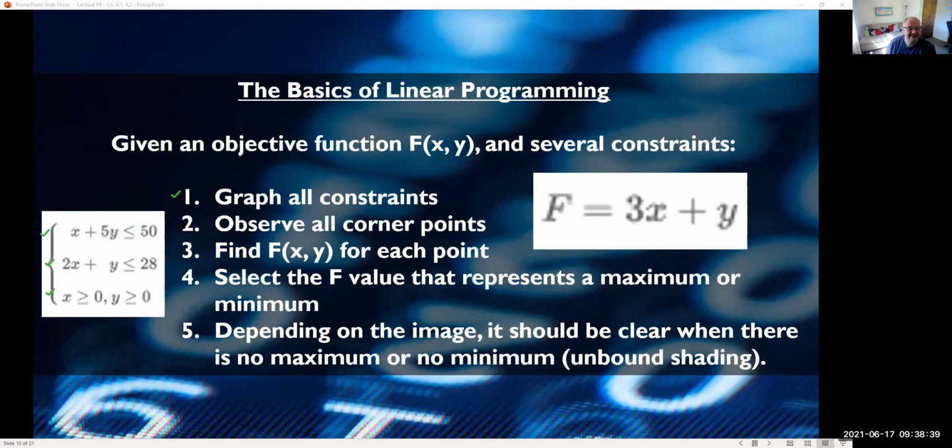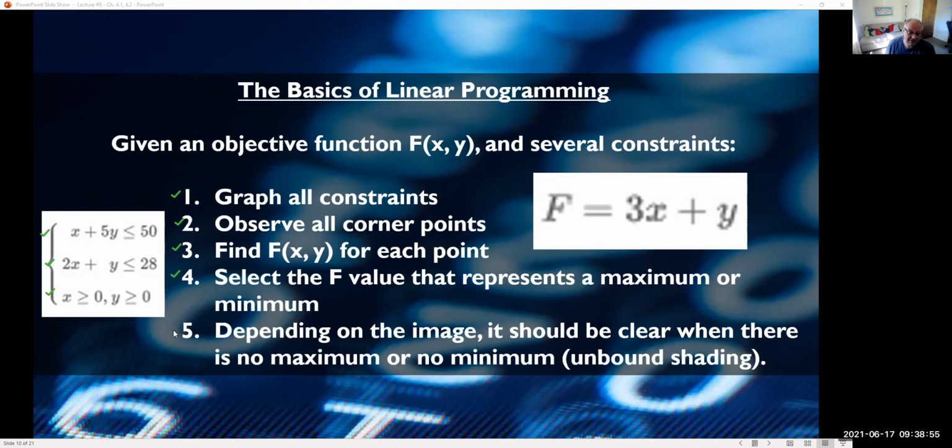Okay. And then it says observe all the corner points, which I showed you how to do. We could do that and get what all the corner points ought to be. Then find f of x, y. And I'm going to show you what that means in a minute on paper. All right. Last, select the f value that represents the max or the min.